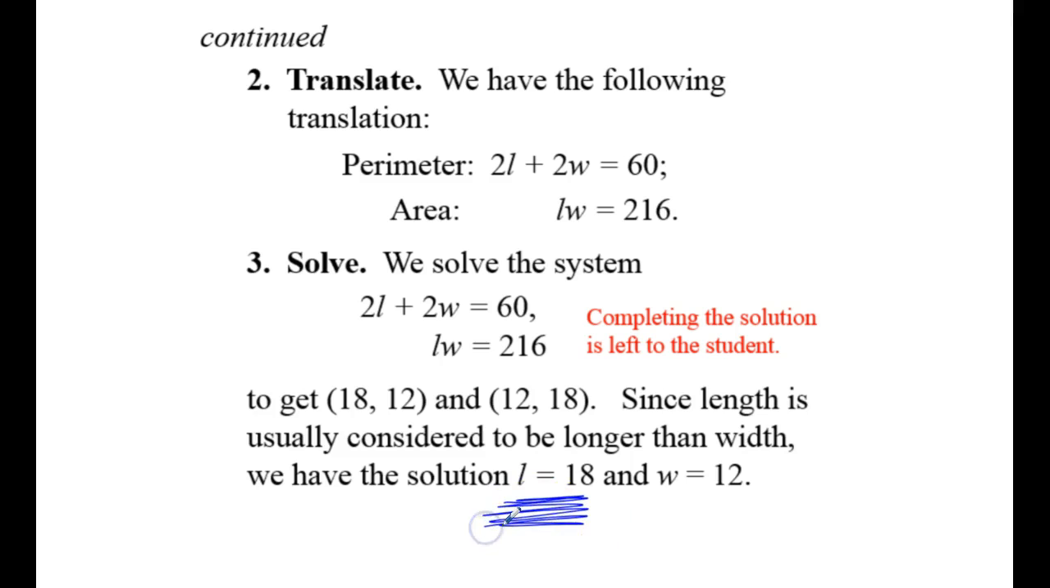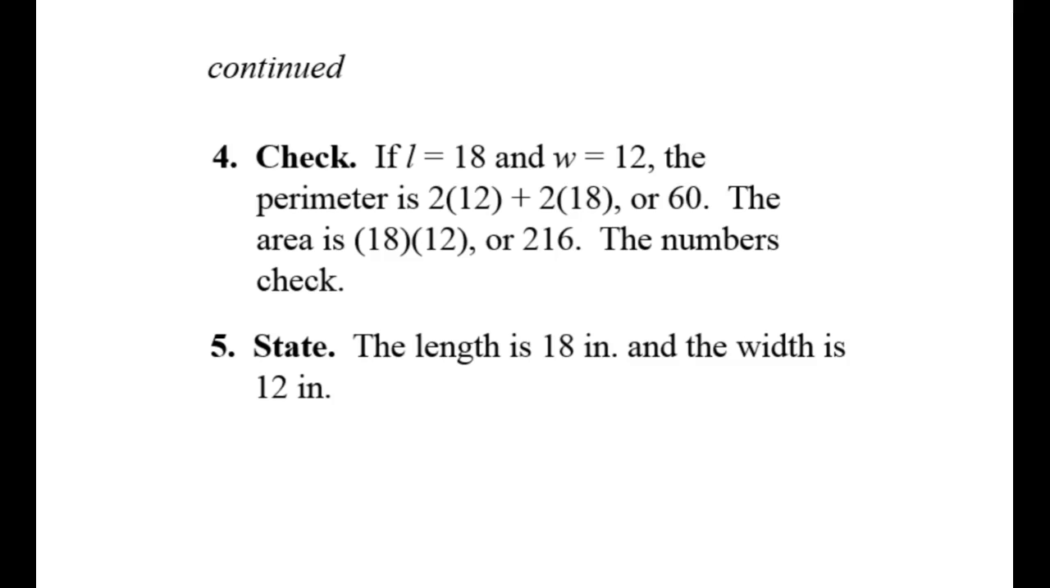It makes sense to have the length, which is usually considered the longer side, so we'll let length be 18 and the width be 12. You can check your answers by plugging it back in and make sure that your area and your perimeters are correct. And I think that works out, and then you state the final answer.